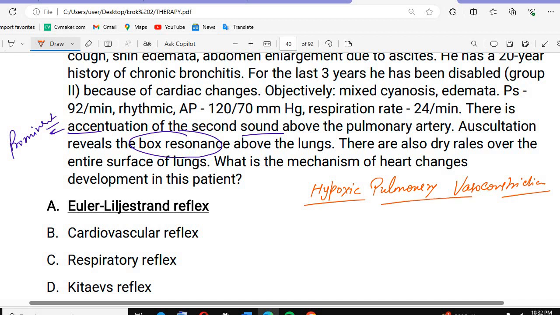So what is the mechanism of heart changes that develop in this patient? The hypoxic pulmonary, that is known as this reflex, the Euler-Liljestrand reflex. This reflex is also known as the alveolar vascular reflex, and this is known clinically as hypoxic pulmonary vasoconstriction.